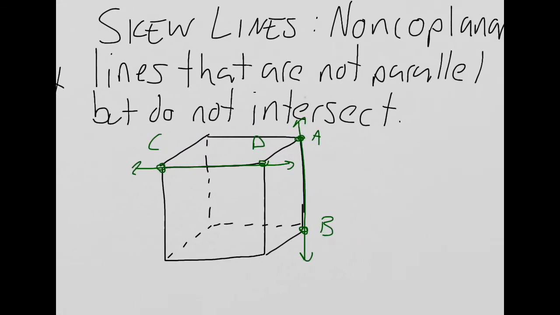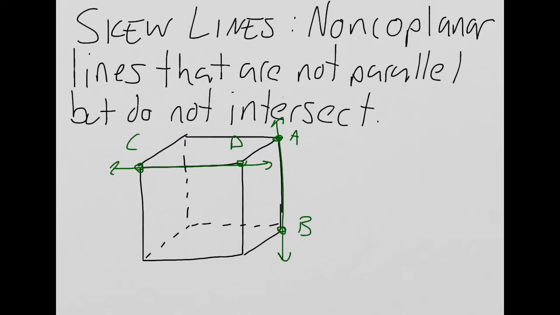Next, we want to talk about skew lines. Skew lines are non-coplanar lines that are not parallel but do not intersect. We usually can think of this on something like a cube. So lines CD and AB are skew lines because they're non-coplanar. They do not lie on the same side of this shape, but they aren't parallel and they don't intersect. So CD will never intersect AB because they're non-coplanar and they're not parallel.